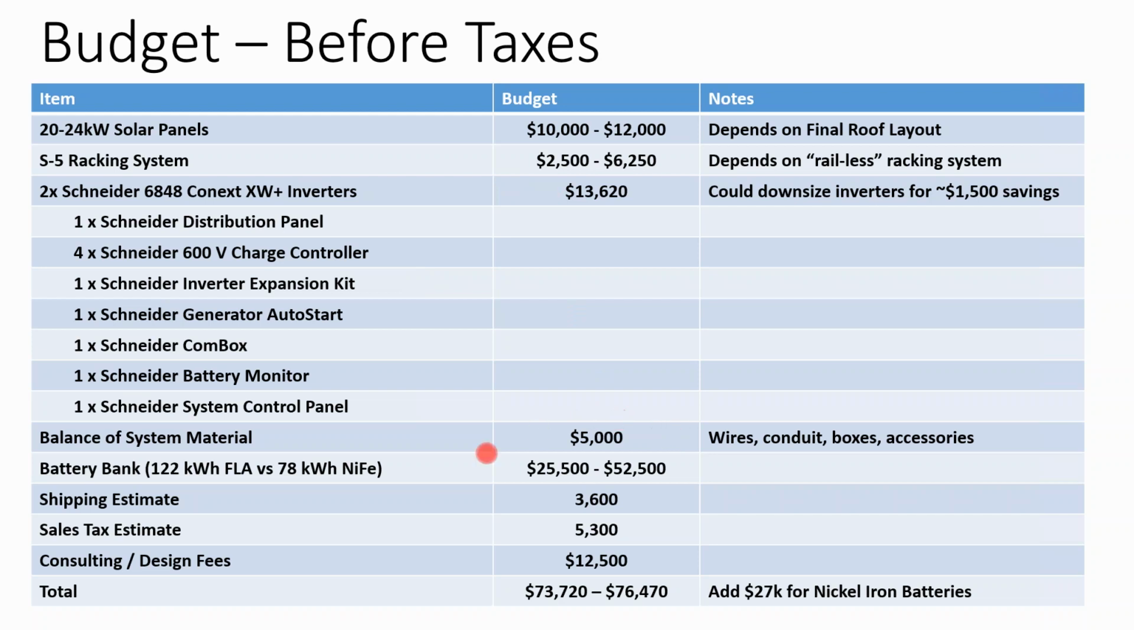For balance of system material, we ended up going with a 122 kilowatt hour industrial FLA battery that was actually rated all the way down to an 80% depth of discharge. Cost us about $20,000. In total, it cost us about $200 a kilowatt hour of storage capacity. Shipping, sales tax, design fee, he self-installed, came out to be about an $80,000 array after the generator.